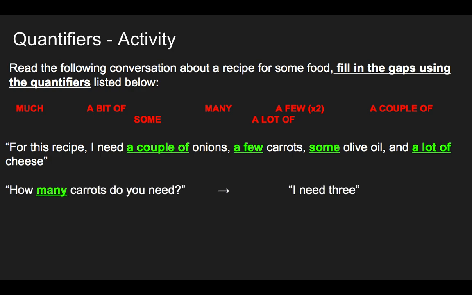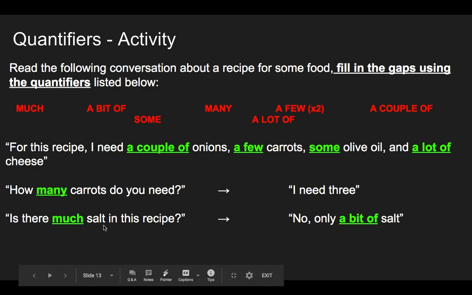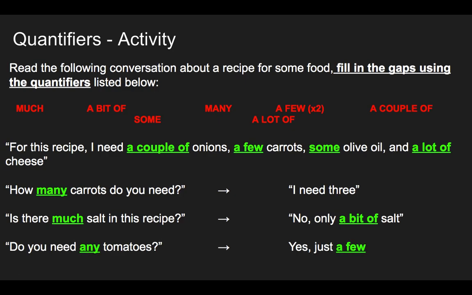How many carrots do you need? Carrots, countable. How many carrots do you need? I need 3. Is there much salt in this recipe? Salt, uncountable, therefore we use much. No, only a bit of salt. A bit of, uncountable. We use with uncountables. Do you need any tomatoes? Yes, just a few. So there we can use a few for the second time.